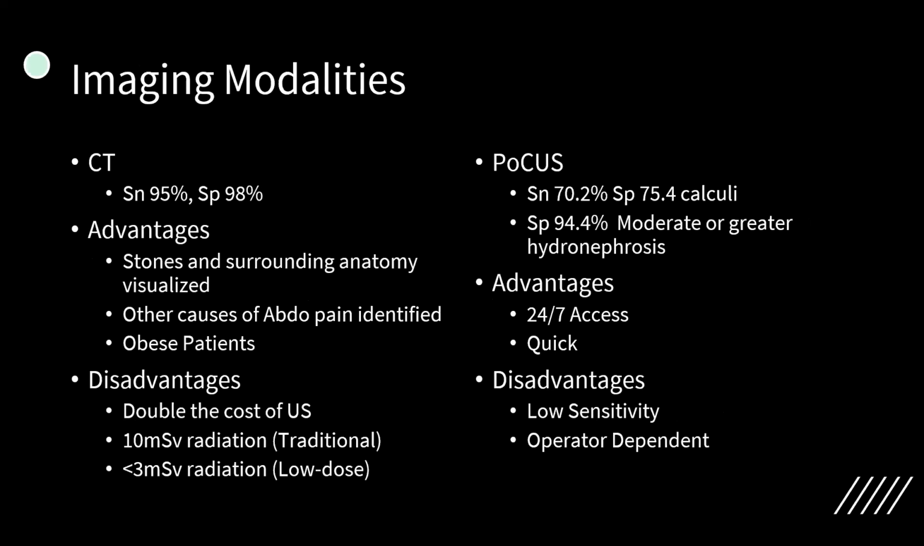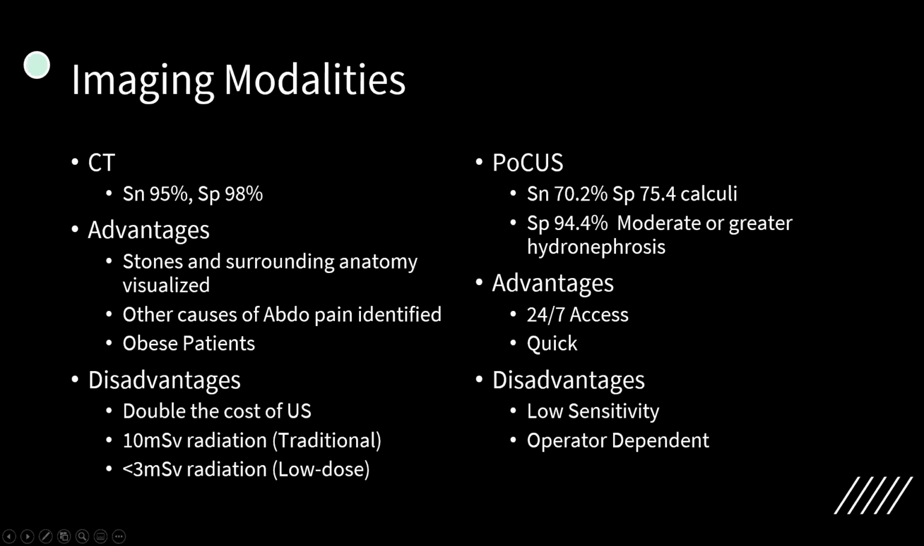Now, CT is obviously considered the gold standard. And oftentimes when we think of the gold standard, we just automatically say, okay, that's a test we should do because it's the gold standard. But we'll talk a little bit more about that. Sensitivity is 95 and specificity is 98. So, I mean, you're not beating that with any other test. The advantage is you get to see stones as well as the surrounding anatomy. And you're also able to identify those other causes of abdominal pain that we discussed. It's also more technically easy in obese patients compared to ultrasound, but it is twice the cost of an ultrasound. And if the patient's getting a traditional CT, they get 10 millisieverts of radiation. And if they're getting a low dose CT, it's defined as having less than 3 millisieverts. So pretty big difference between those two.